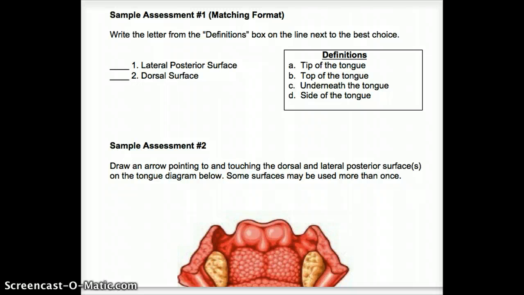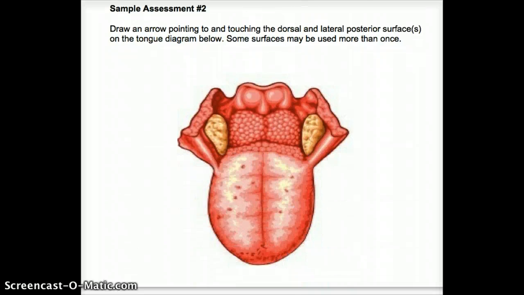Going on to sample assessment number 2, you will see that I have provided an image of the tongue here. Now that we have defined these terms in sample assessment number 1, we can now label them by drawing an arrow pointing to and touching the dorsal and lateral posterior surfaces.